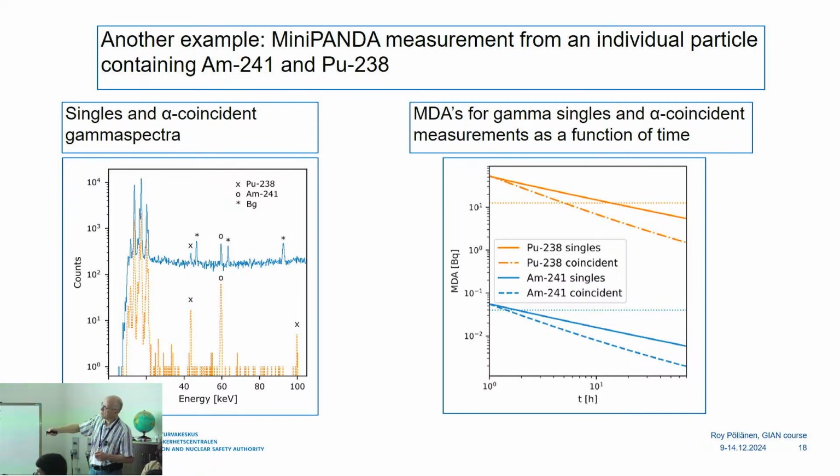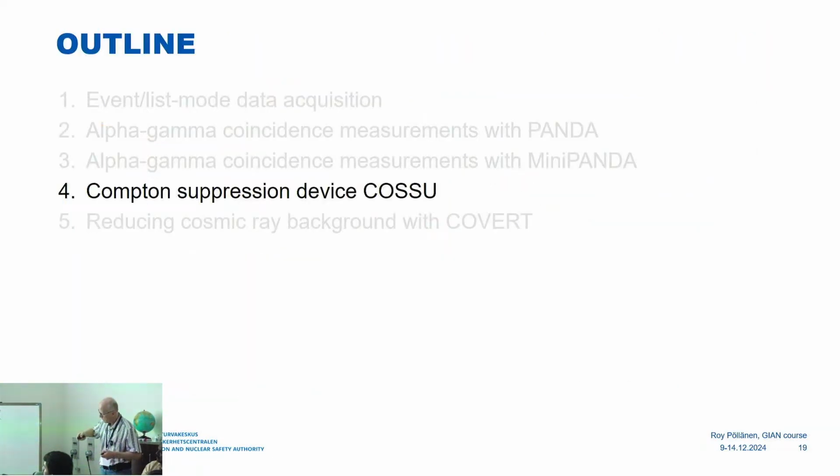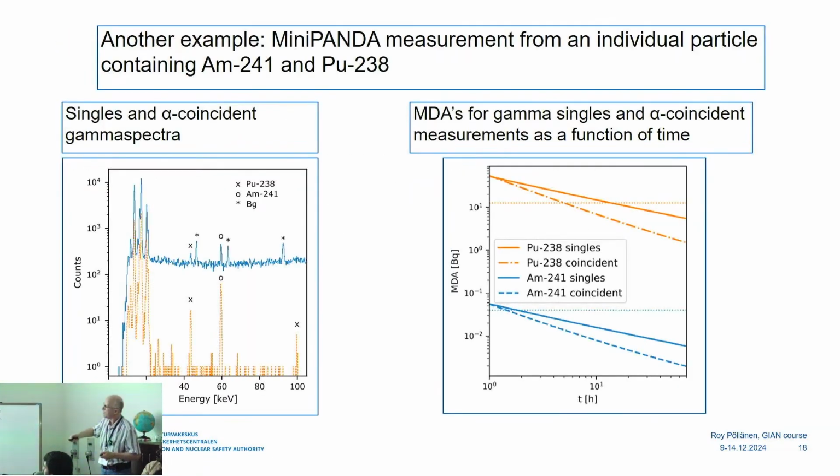We clearly see, for example, these very small peaks here, or this one, which cannot be identified from the raw or normal gamma spectrum. And these are the minimum detectable activities for gamma singles, or normal spectrum, and alpha coincident measurements as a function of time. So, sorry, this is time here, and this is minimum detectable activities in terms of becquerels.